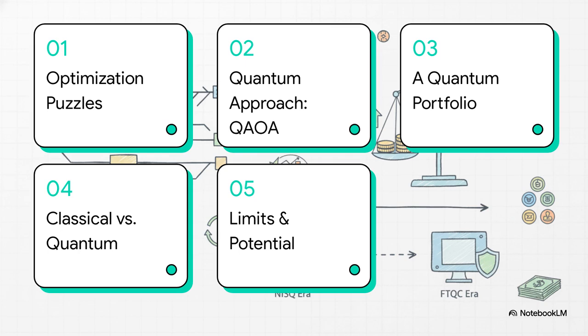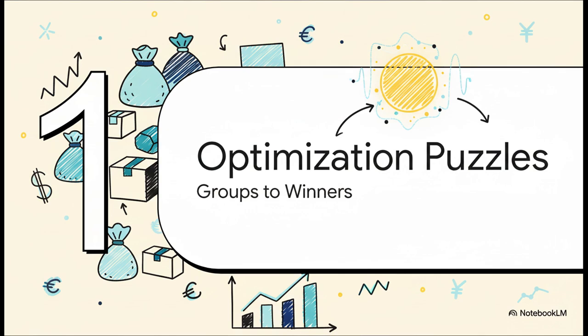So here's our game plan. First, we'll really dig into what this optimization puzzle is. Then we'll meet our quantum tool, something called QAOA. We'll use it to build a portfolio, and then we'll pit classical versus quantum in a head-to-head race. Finally, we'll get real about what this all means for the future. Okay, let's dive right in.